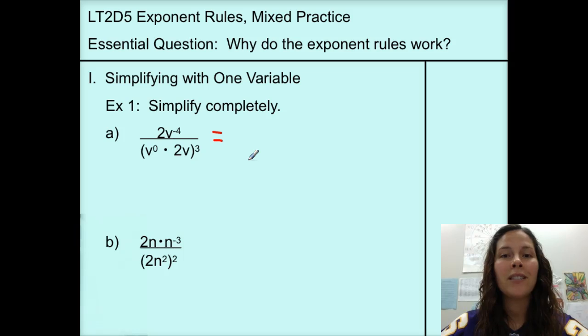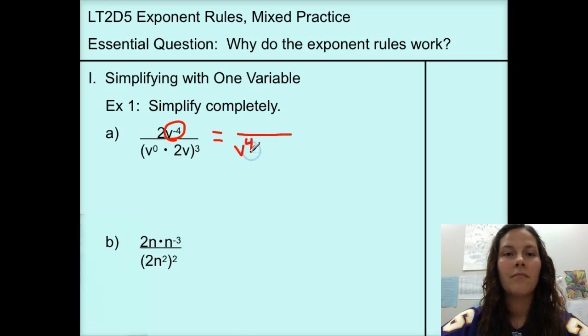So I see a couple of things that I can simplify all in one step. I'm going to flip this negative exponent to the denominator and make the exponent positive. I have a v to the 0 power, which simplifies to 1. When we multiply by 1, that doesn't change anything. So essentially, that term in our expression is going to disappear. So I've got my 2 left in the numerator, and in the denominator, I've got the 2v still in parentheses because it's being raised to the 3rd power.